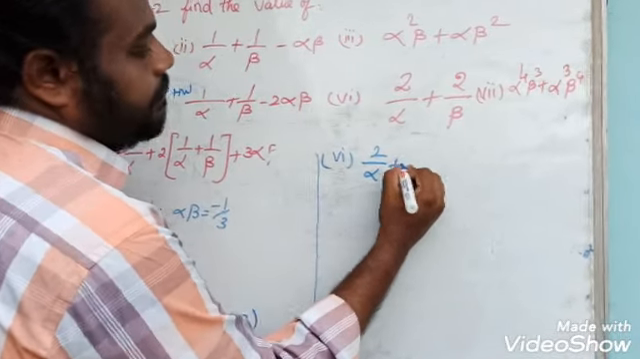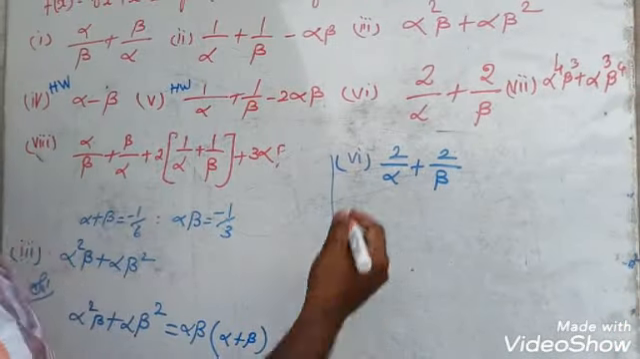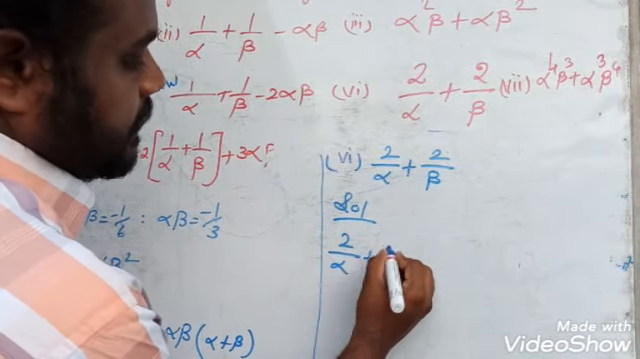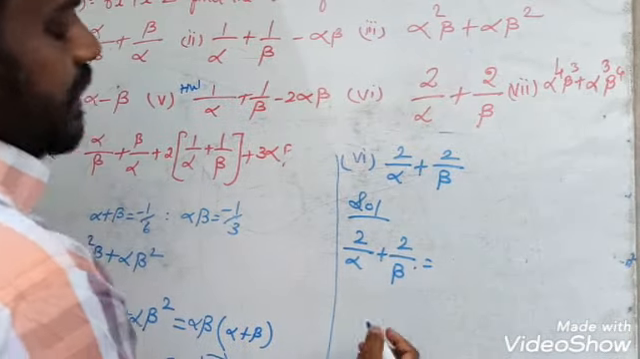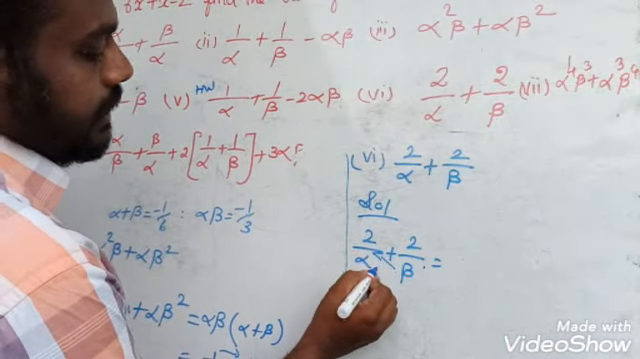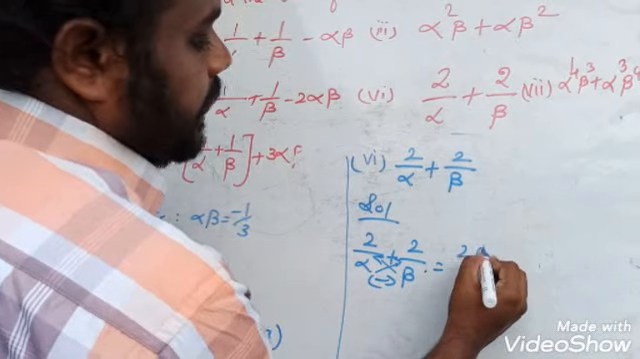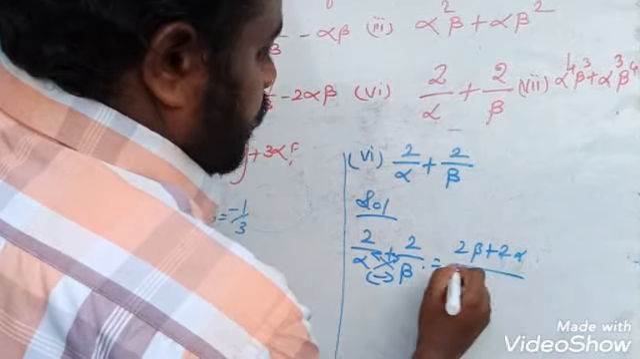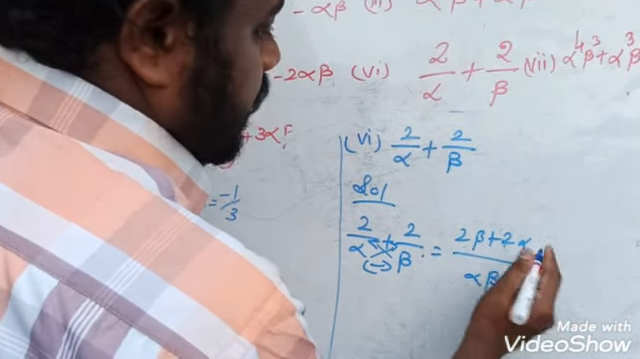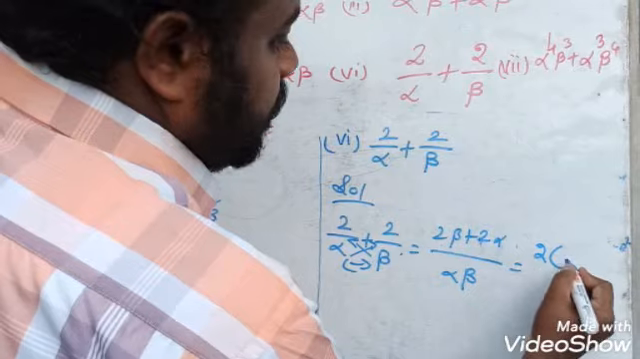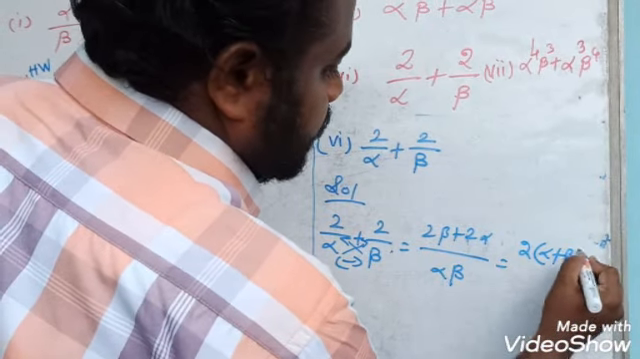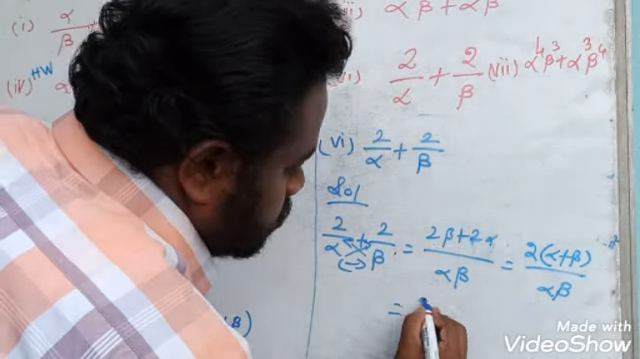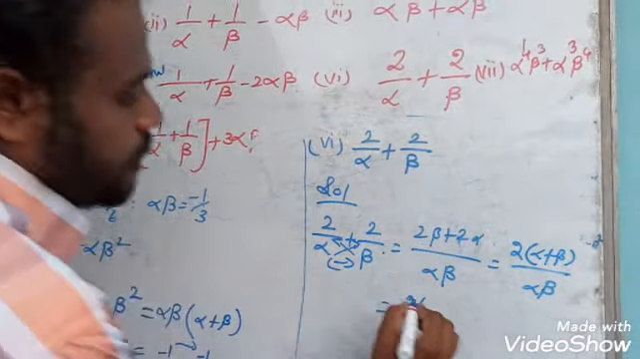2 by alpha plus 2 by beta. Solution: 2 by alpha plus 2 by beta is also a very easy sum. Just a cross multiplication: 2 beta plus 2 alpha divided by alpha beta. Here I take 2 commonly out. Beta plus alpha, I take it as alpha plus beta, divided by alpha beta. Now we get sum of zeros and product of zeros. So 2 into sum of zeros, minus 1 by 6.